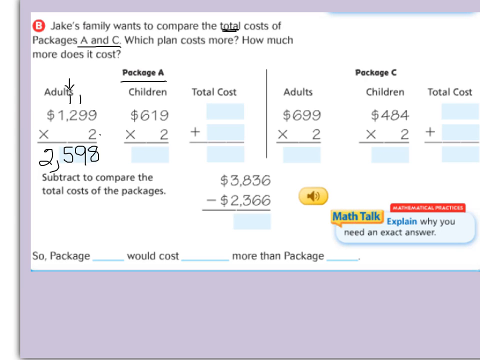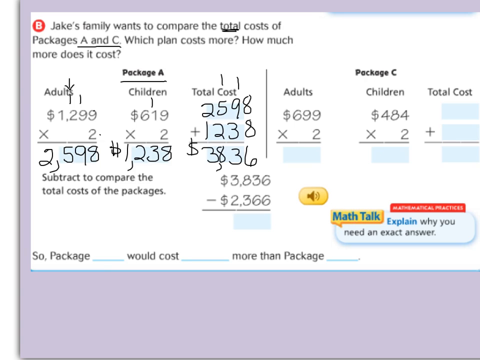Let's look at the children's price. 2 times 9 is 18. 2 times 1 is 2, plus the one we regrouped is 3. And now 2 times 6 is 12. Okay, so now I know the total price of package A, adults and children, and I need to add them up. So let's see how we do. Is this what you got also?